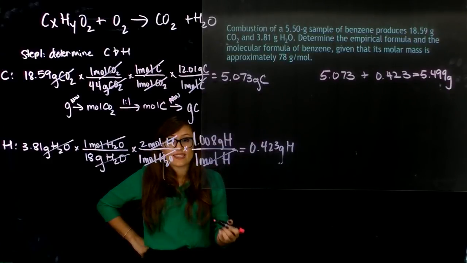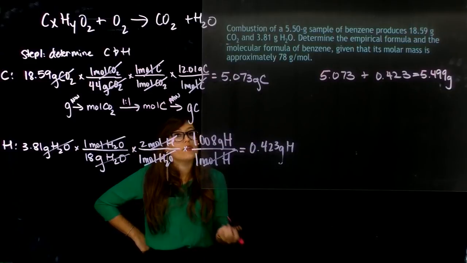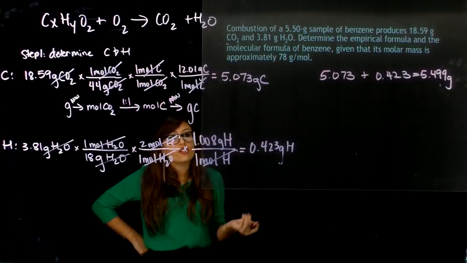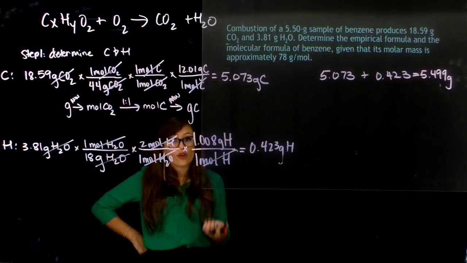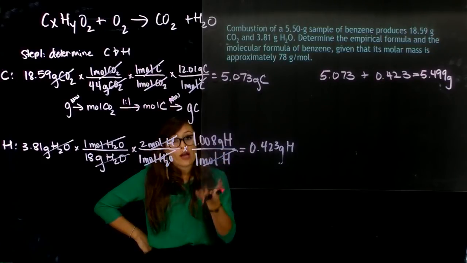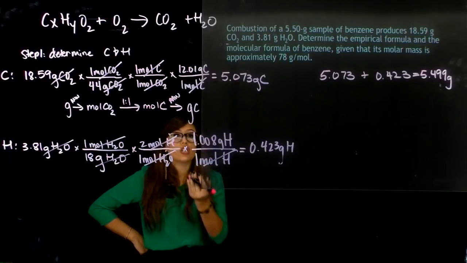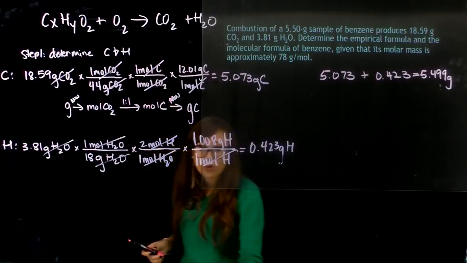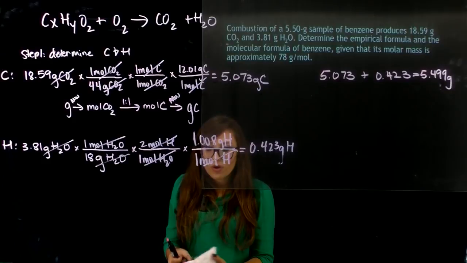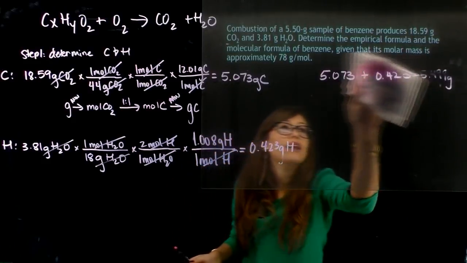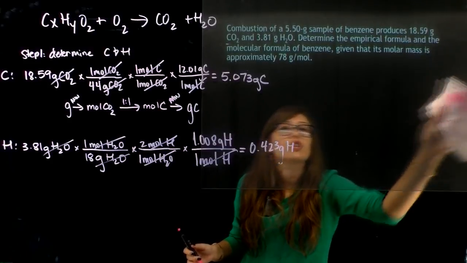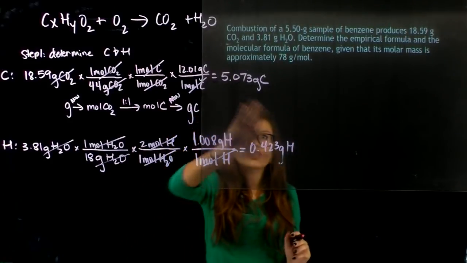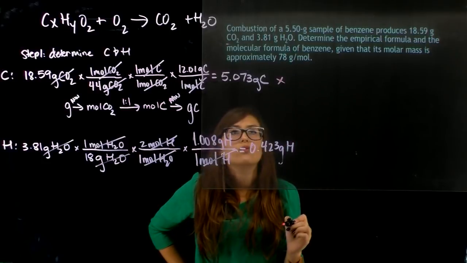So we can move on to the second step of determining the empirical formula. In order to determine the empirical formula, we need to convert our masses to moles, and whichever the smallest number of moles we have, we divide both of our values by the smallest number of moles to get a ratio. So let's go ahead and convert these masses to moles.